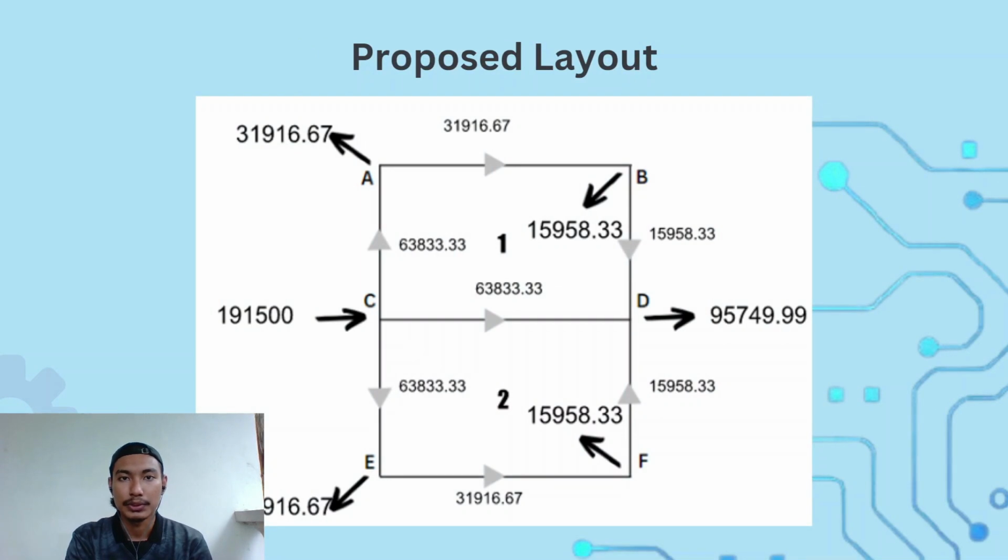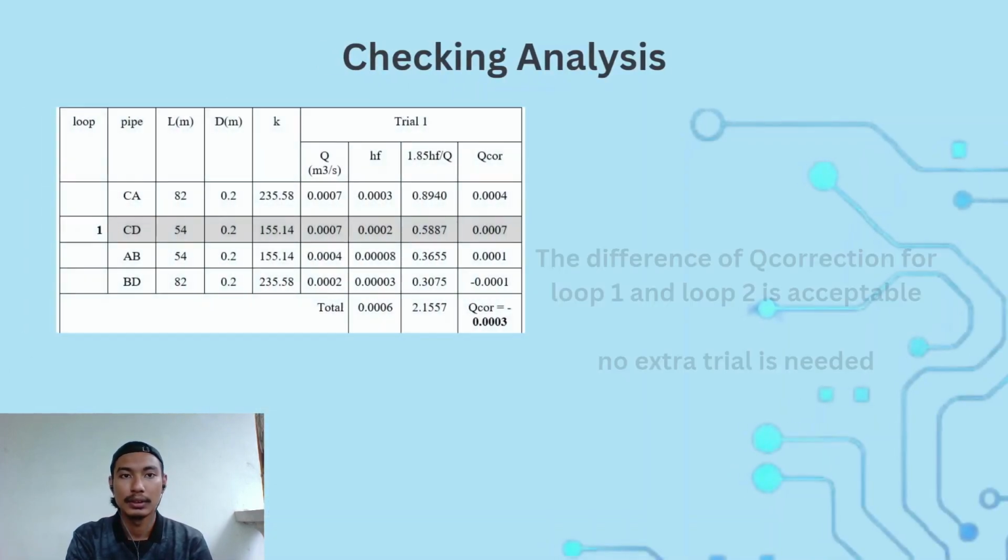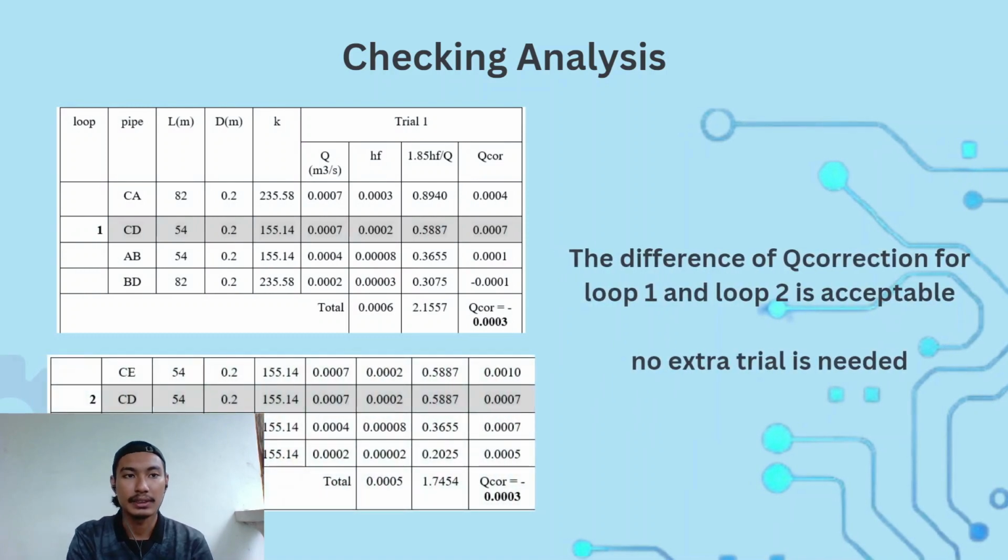This is our proposed layout, where the flow in is 191,500, which is at C0. This is the checking analysis. There are two loops that we use. The difference of the Q correction, which is negative 0.0003 for loop 1 and loop 2, is acceptable. So no extra trial is needed.